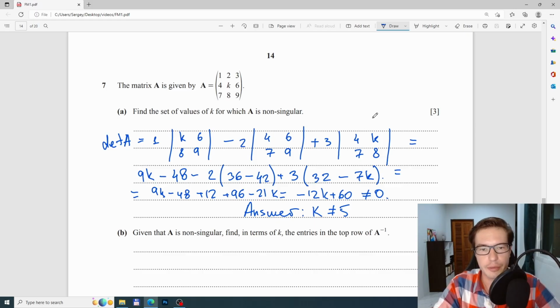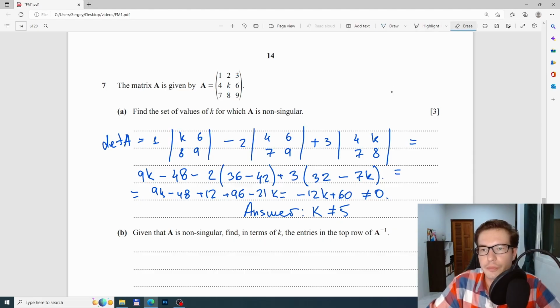Okay, next question is about finding the inverse of a 3 by 3 matrix. To do so, I'm going to use the method of cofactors. A cofactor is kind of similar to finding the determinant. Basically, that's the matrix that you get when you cross out a row and a column.